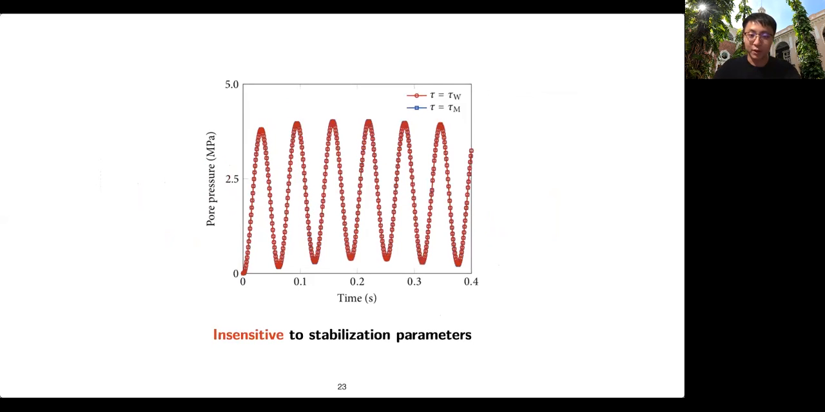Additionally, because there are some different suggestions for the stabilization parameters, we did some analysis on different choices. Our results show that it is insensitive to these two suggested stabilization parameters. So no parameter tuning is necessary.